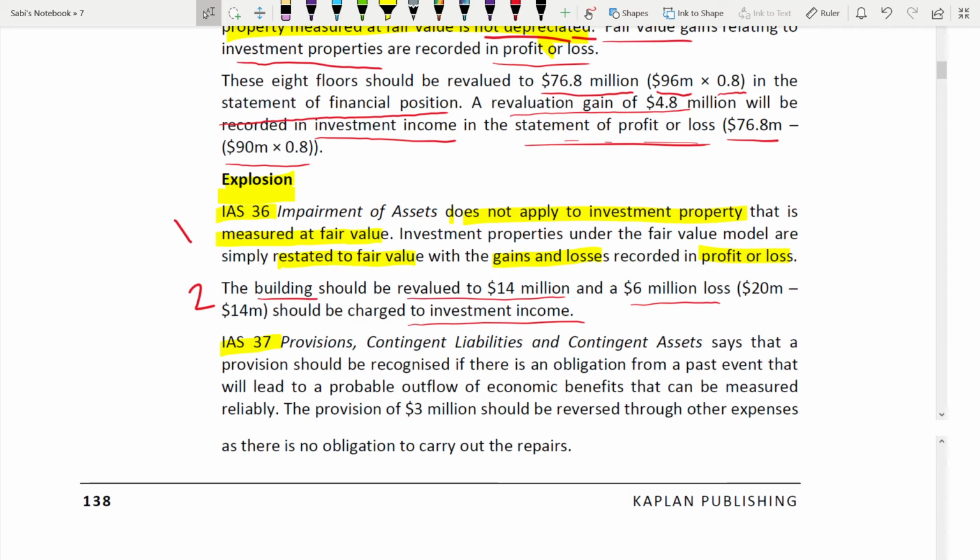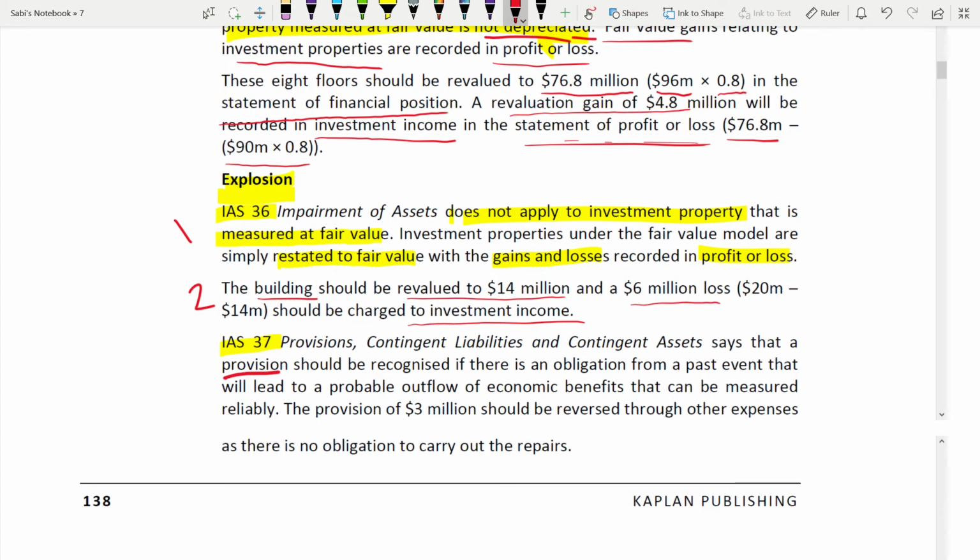IAS 37 says that a provision should be recognized if there's an obligation from a past event that will lead to a probable outflow of economic benefits that can be measured reliably. This is just the definition of provision they are giving from the textbook.